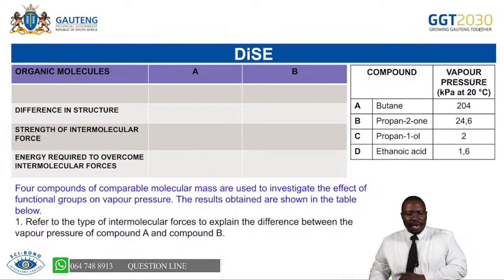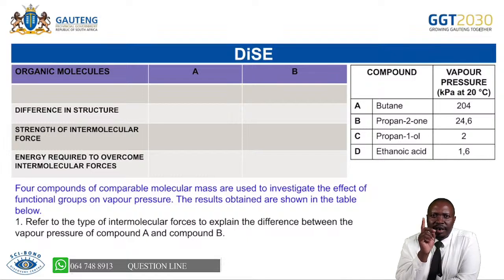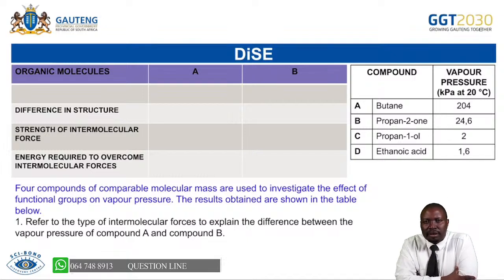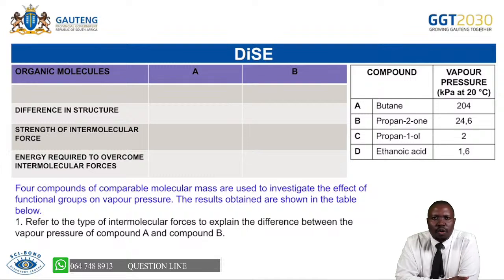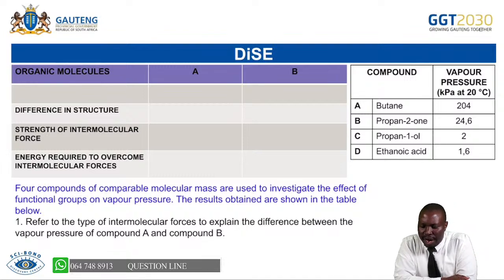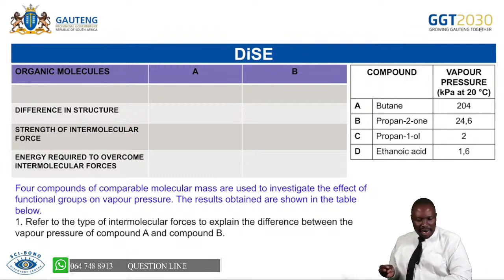Now, it's important that if you are given A, B, C, D, refer to them as A, B, C, D to avoid making mistakes. Maybe you want to write propan-1-ol, and you write propan-2-ol, then the whole meaning is gone. But if you know that you're answering a question on A and B, talk about A and B. And we're going to use the dice now to answer this question.